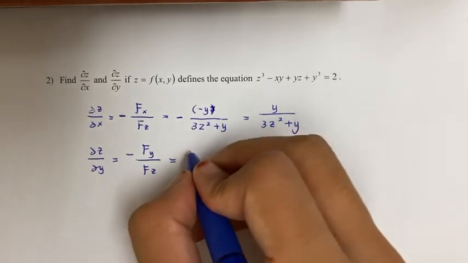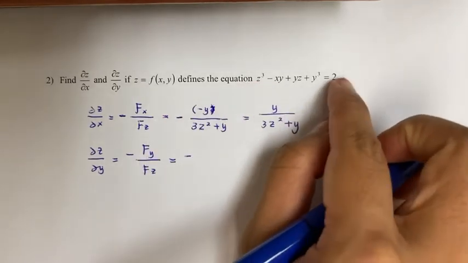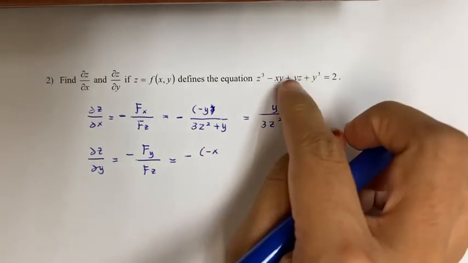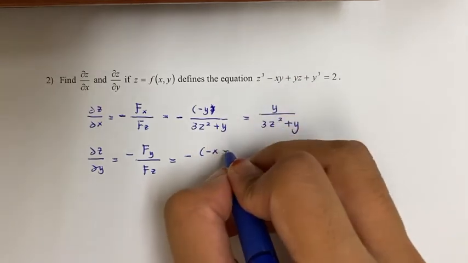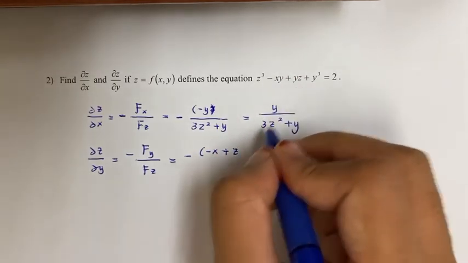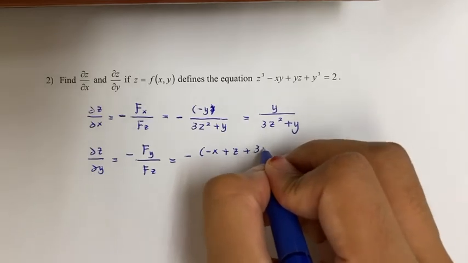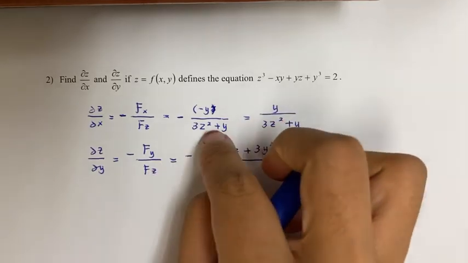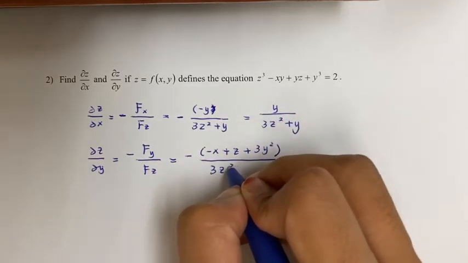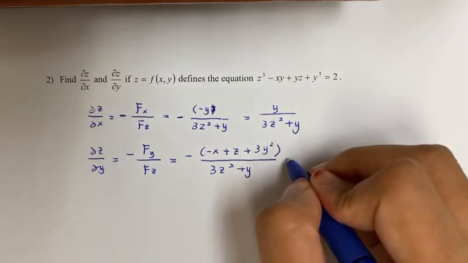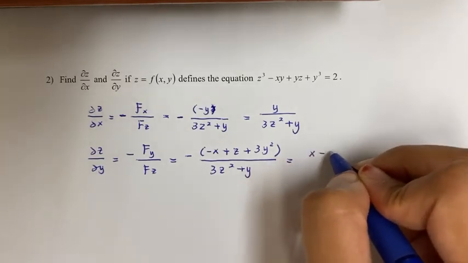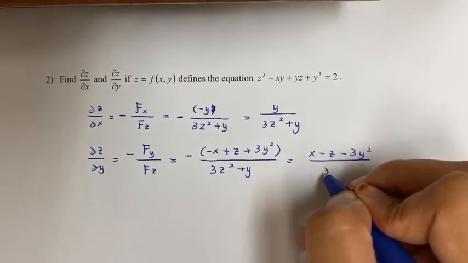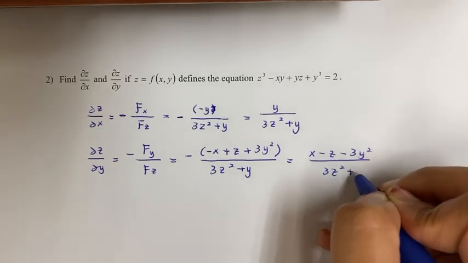Okay, and then for del z over del y, this is equal to minus fy over fz. And this is equal to minus, differentiate this with respect to y, you have 0, you have minus x here, okay, plus with z plus with 3y squared over, again, fz is equal to 3z squared plus y. And this is equal to x minus z minus 3y squared over 3z squared plus y.